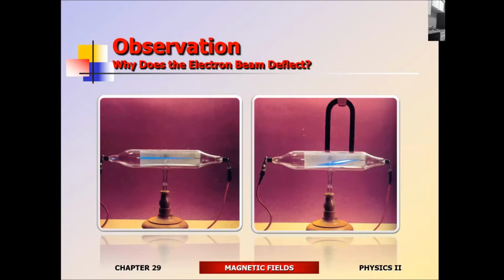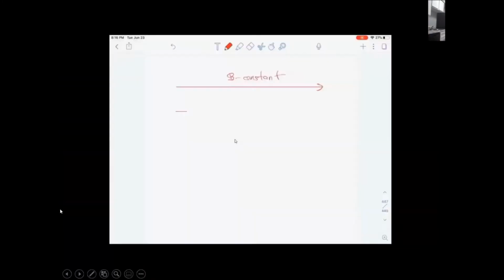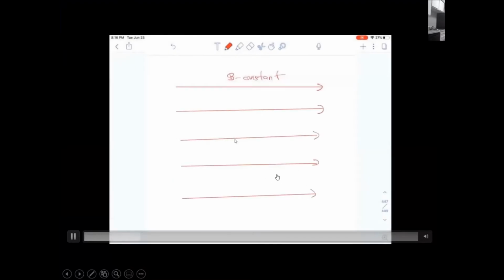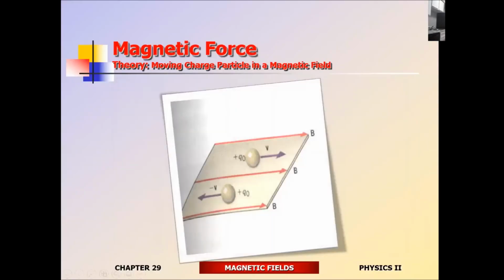All right, so physicists decided to conduct experiments to figure this out, and here's what they found out. If you place a charge in a constant magnetic field, if the charge is static, nothing happens. If it's moving parallel to the magnetic field, nothing happens. Only if it's going across the magnetic field, it's going to get deflected by a force, which is 90 degrees to its motion. All right, so this becomes the magnetic force.